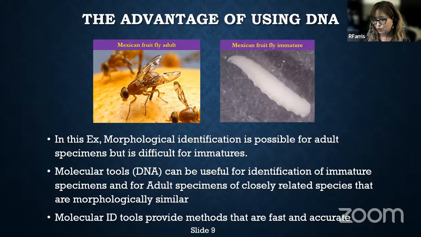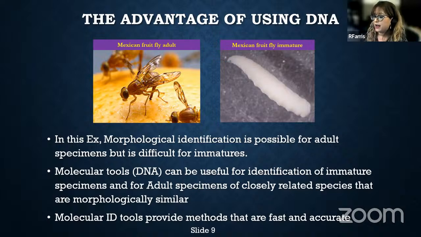This is a good example. The picture on the left is an adult Mexican fruit fly. I don't know if you all have ever seen one of these. You can see them sometimes here in the valley. And what we have on the right is the same species, the Mexican fruit fly, but in the immature form.